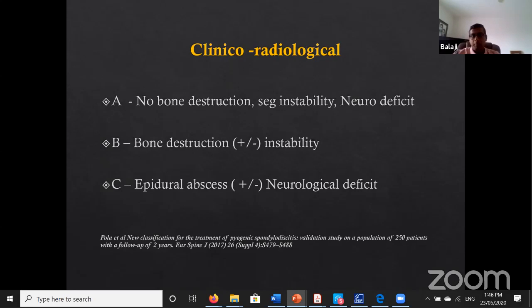Paula et al. have published a clinico-radiological classification system where they've divided it into A, B, and C. In type A, there is no bone destruction, there is no segmental instability, and no neurological deficit. In type B, there is bone destruction with or without instability. In type C, patients have epidural abscess with or without neurological deficit.